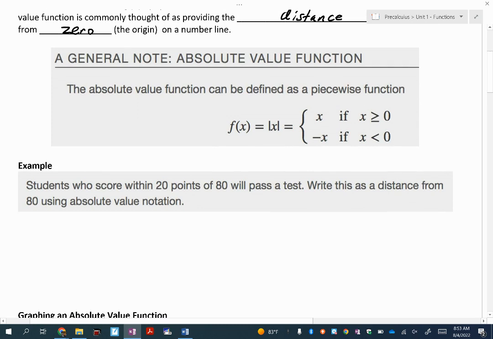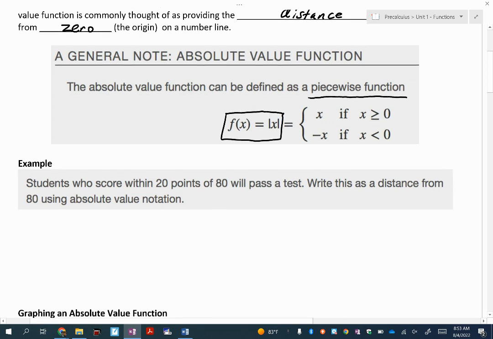Okay? And I don't think you've probably ever seen this as a piecewise function, but here it is broken down into what it would look like as a piecewise function. If you plug in a negative number, you end up doing the opposite of that negative to make it a positive. But again, most students will see this and think, okay, I know that function. It's from my toolkit. Now let's look at a quick example.